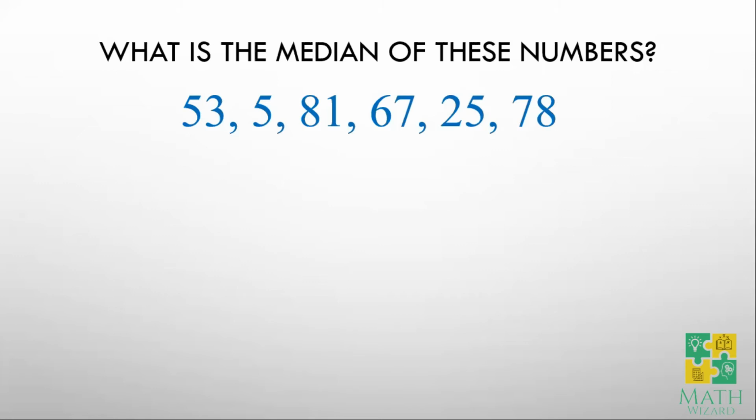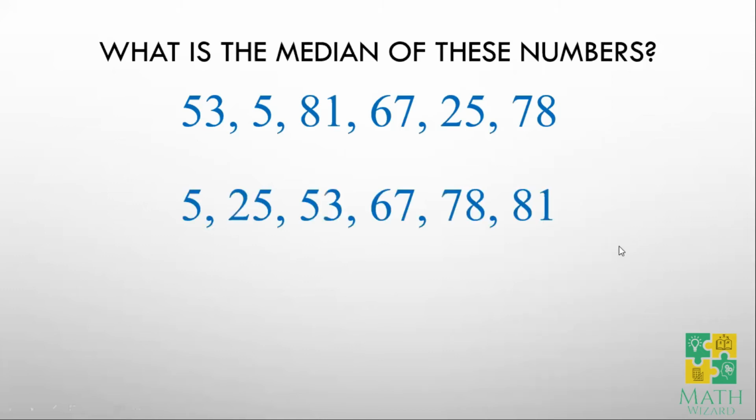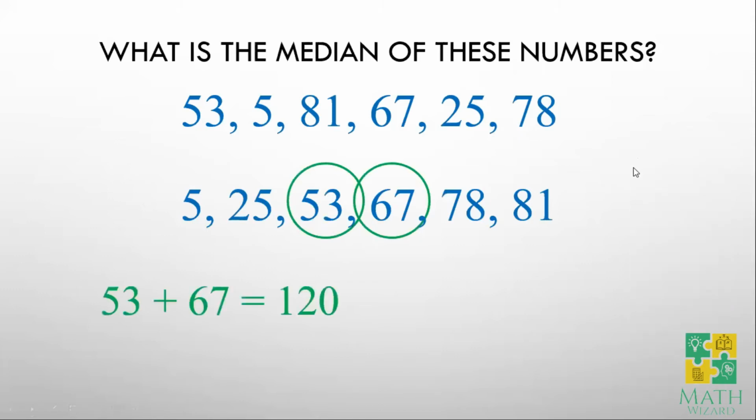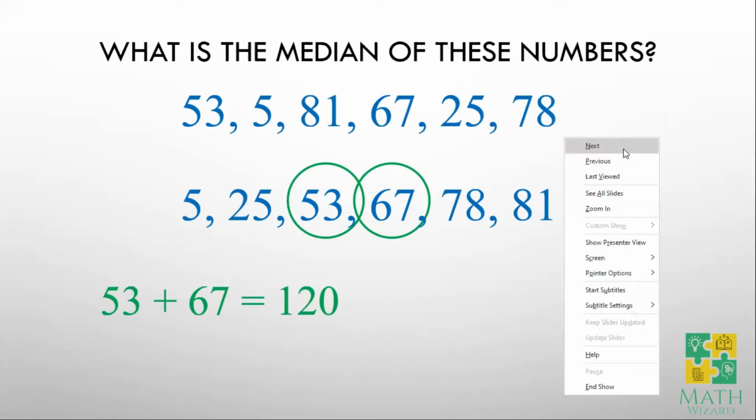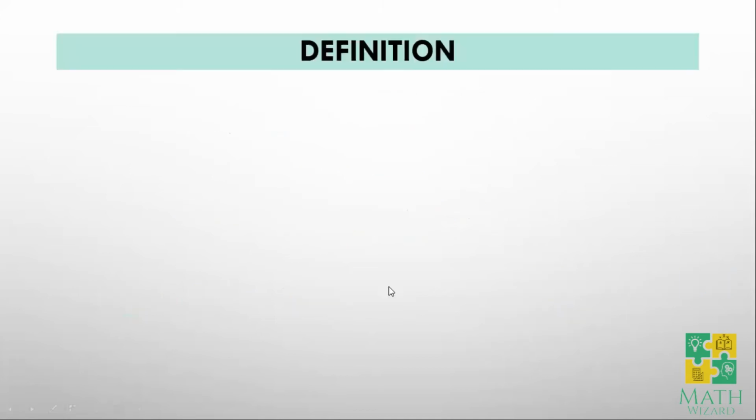So for us to find the median, we arrange the numbers in increasing order. And then we look for the middle number. There are two middle numbers. We add them together, 53 plus 67, divide by 2. That's why our median is equal to 60.